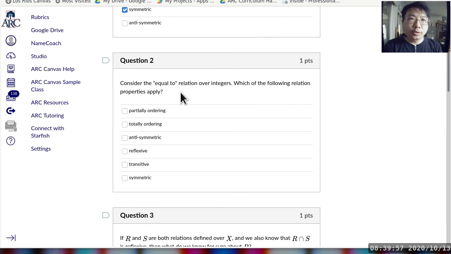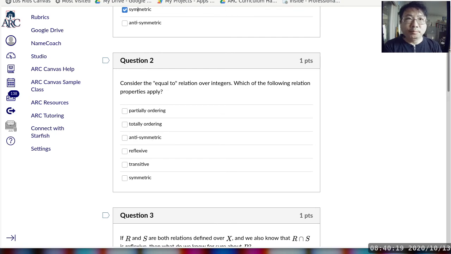Consider the equal to relation over all integers. Which of the following relations applies? We are not going to answer the question about partially ordered and totally ordered, because that depends on whether a relation is reflexive, transitive, and anti-symmetric. So we'll answer the first one, which in this case is anti-symmetric.